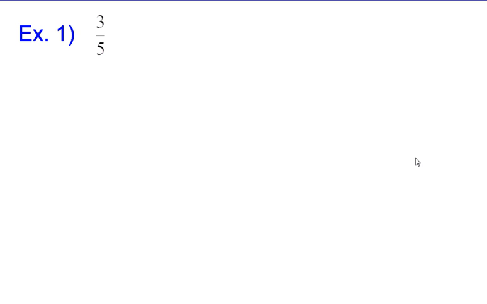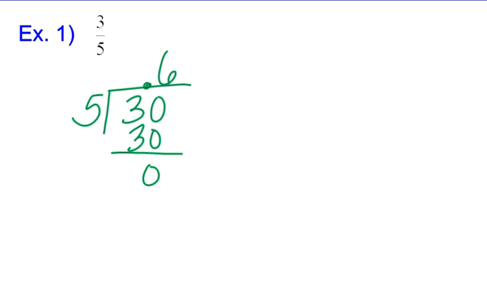Now we'll do another one here. We're going to practice with 3/5. Again, we're going to take that 3, put it inside, and put that denominator on the outside. 5 cannot go into 3. We're going to add a decimal point and add a 0. 5 goes into 30 6 times. 5 times 6 is 30. And it ends. So we've changed it to 0.6.